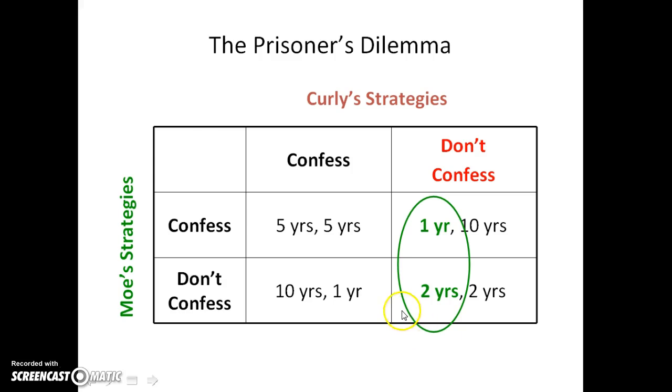You can walk through this and see if Mo confesses, Curly faces the choice, confess or don't confess, and again, 5 years versus 10. And if Mo doesn't confess, Curly faces 1 year versus 2. So again, Curly will also face that.